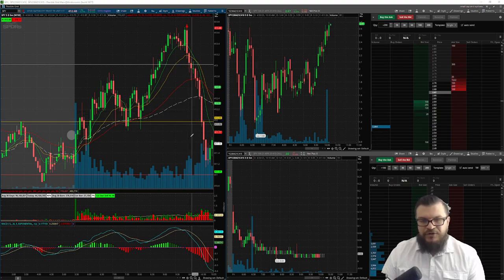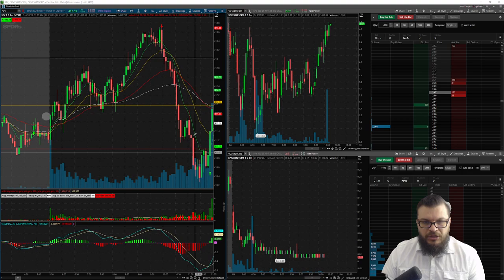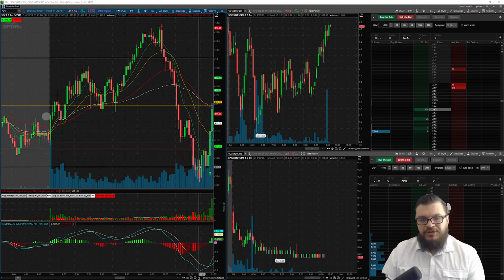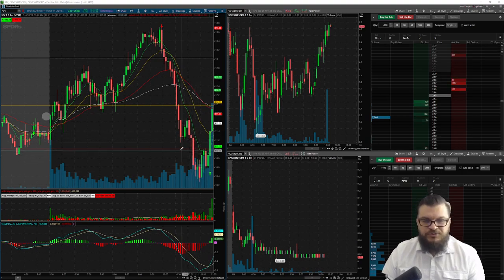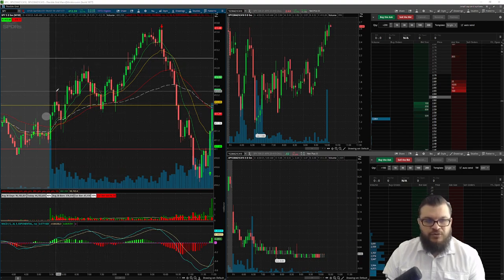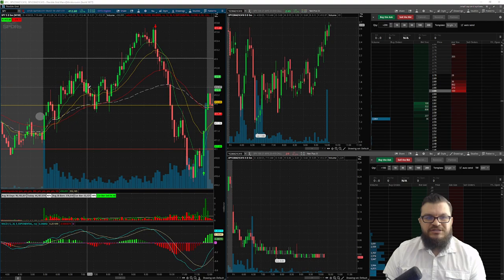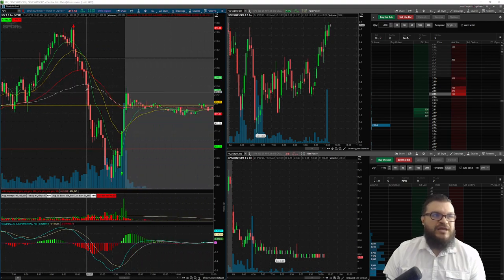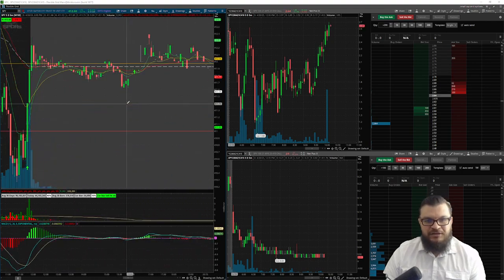I only cover about 45%. I got out here, but it ended up going all the way down here. So it is what it is. But you can see these levels play a factor for 412 and 411. So let's see how those levels play a factor today.